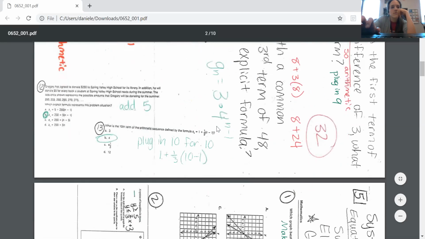Number 12. Here is your pattern, 250, 255, 260. What's going on? You start at 250 plus 5 times n minus 1. And lastly, number 13, if you want to know the 10th term, all I do is plug in that 10 for n right there. I'll do 10 minus 1 and get 9. A third of 9 is 3, and 3 plus 1 is 4.